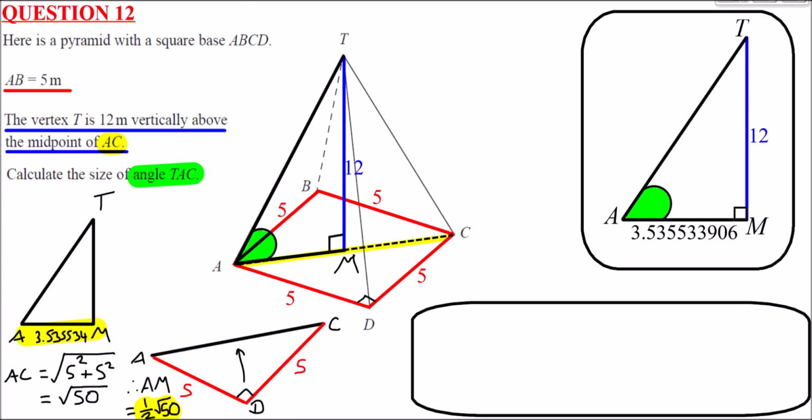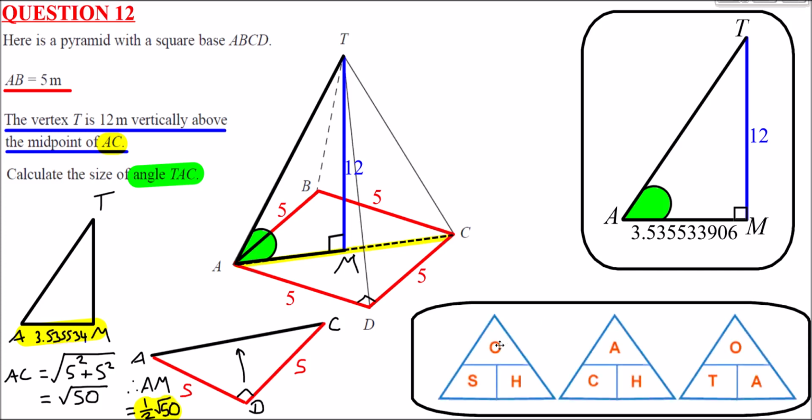So let's just think about this now. It's a right angled triangle. M's a right angle. We know two sides. It's therefore a trigonometry question. A triangle which is right angled, we need to be thinking in terms of SOHCAHTOA. So let's think in terms of these magic trigonometry triangles. Which one are we going to use?